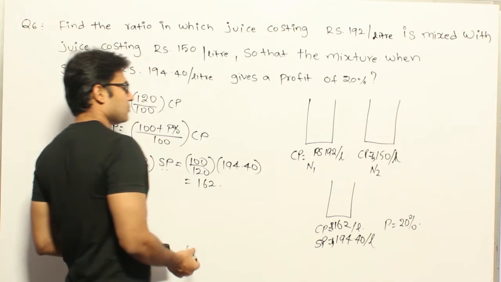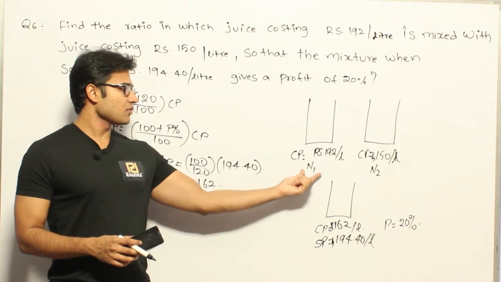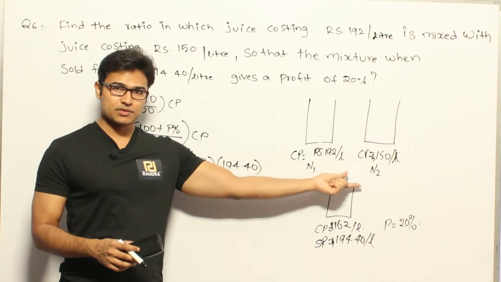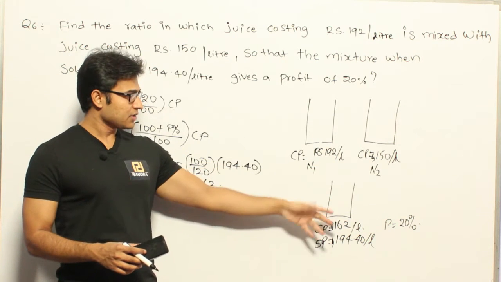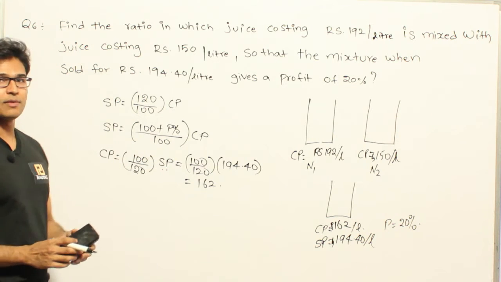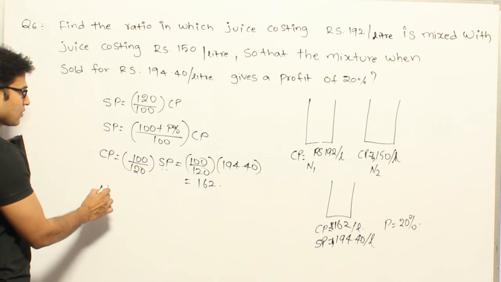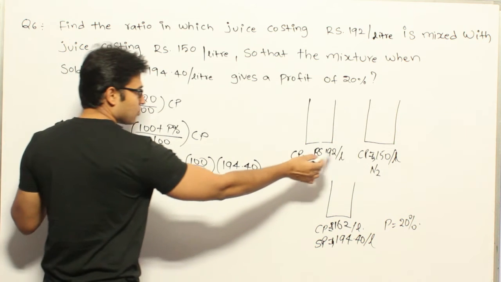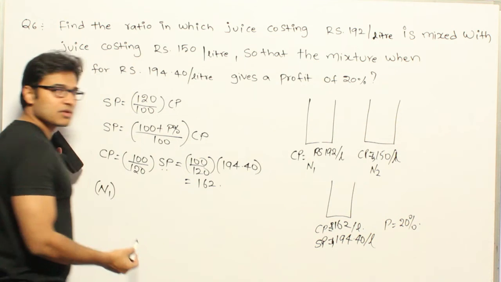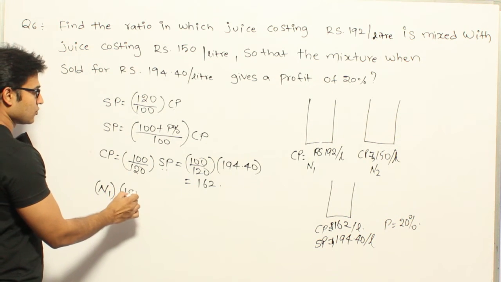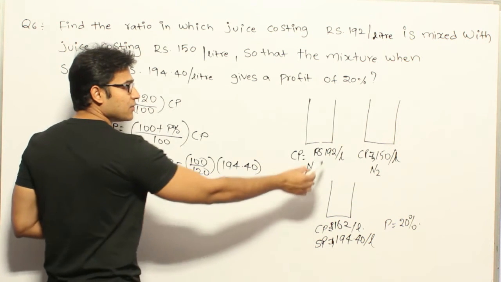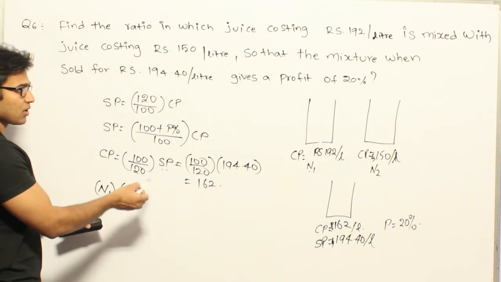Okay? So now see, we are assuming that N1 liters of this juice is mixed with N2 liters of this juice, right? And now we are getting some cost. Average cost is going to be 162, right? So how to write it in the alligations formula? See this, when N1 liters of juice costing 192 rupees per liter is taken, then what is the cost from this part? The cost from this part is N1 into 192, isn't it? Because we are assuming that we are taking N1 liters, and if the cost is 192 per liter, then this is the cost from that juice.